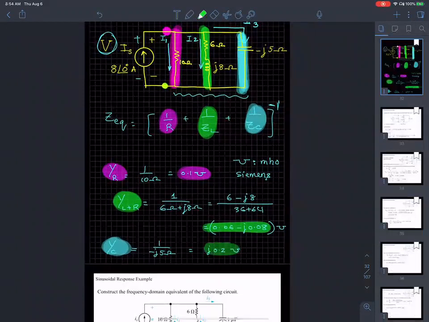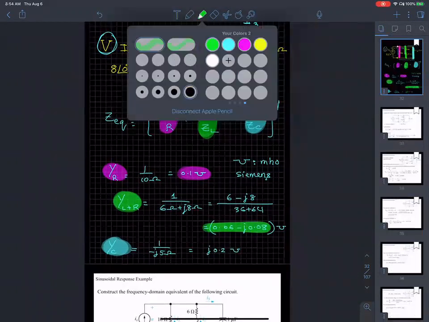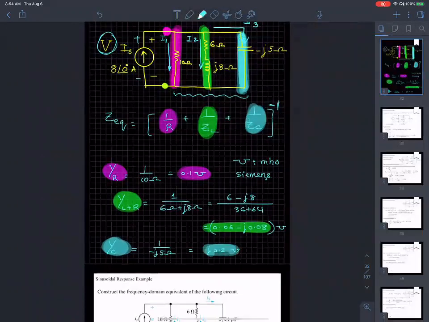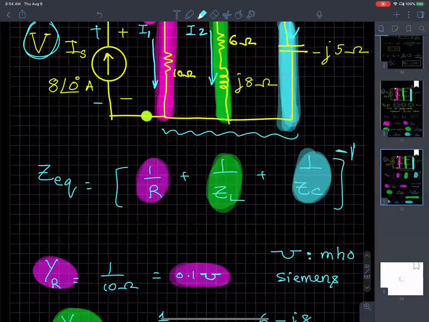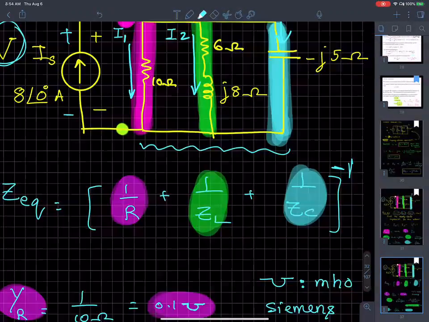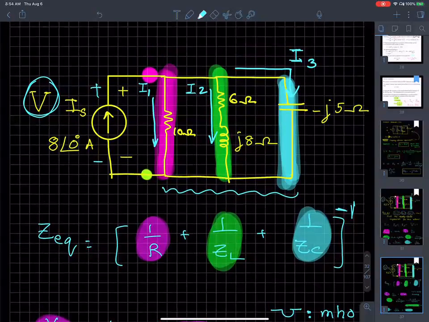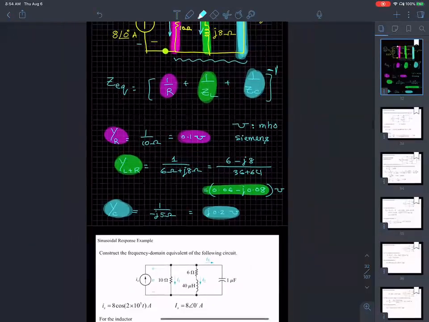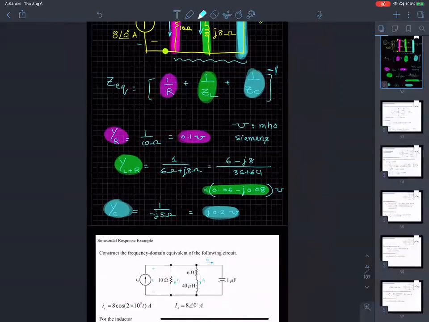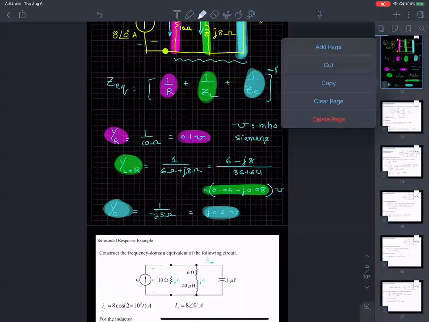If you look at this equation here, the Z EQ equation, I wanted the purple, the green, and the blue, and here I have them. The purple is 0.1, the green is this term, and the blue is 0.2 j omega 2. Now I should be able to find Z equivalent.